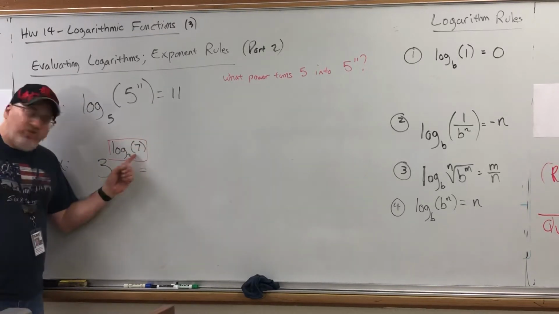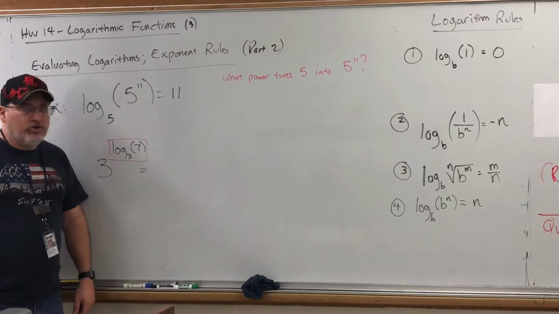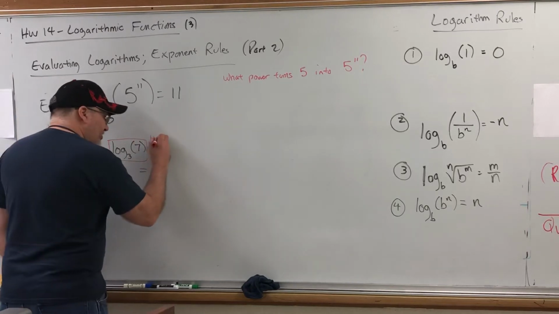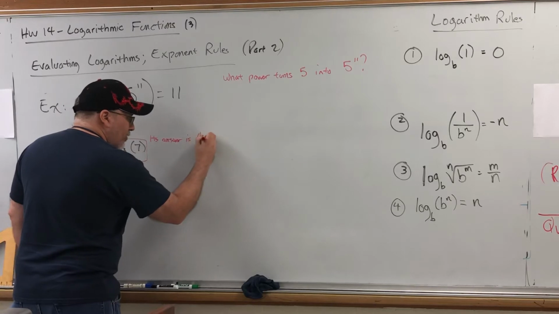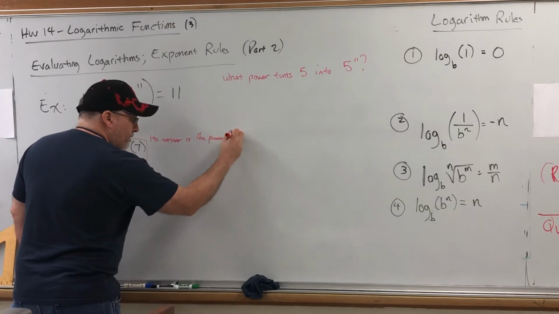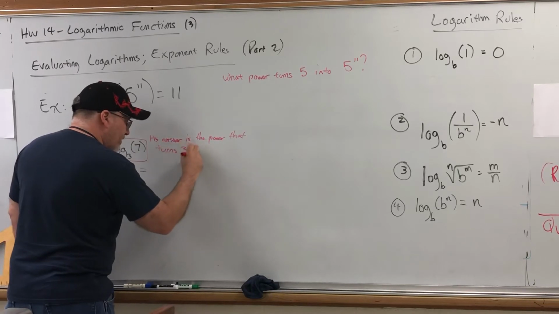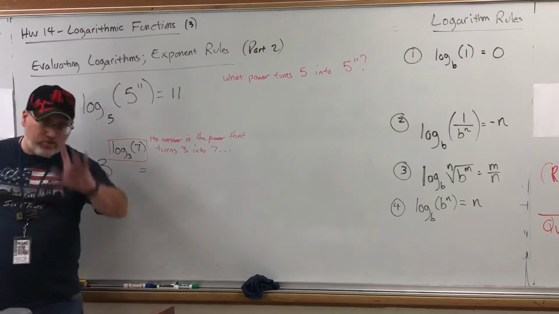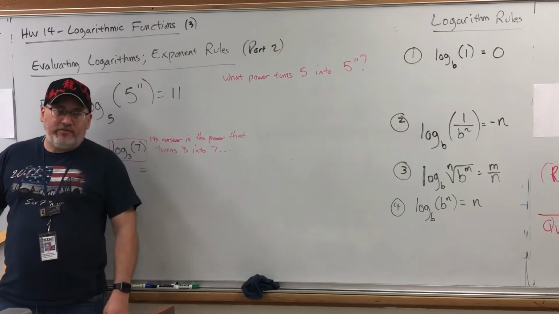I don't know the answer to this log, but I know what it does. It's the power that turns 3 into 7. So its answer is the power that turns 3 into 7. So I don't know what the answer is, but I know what the answer does. As a power, it turns 3 into 7.